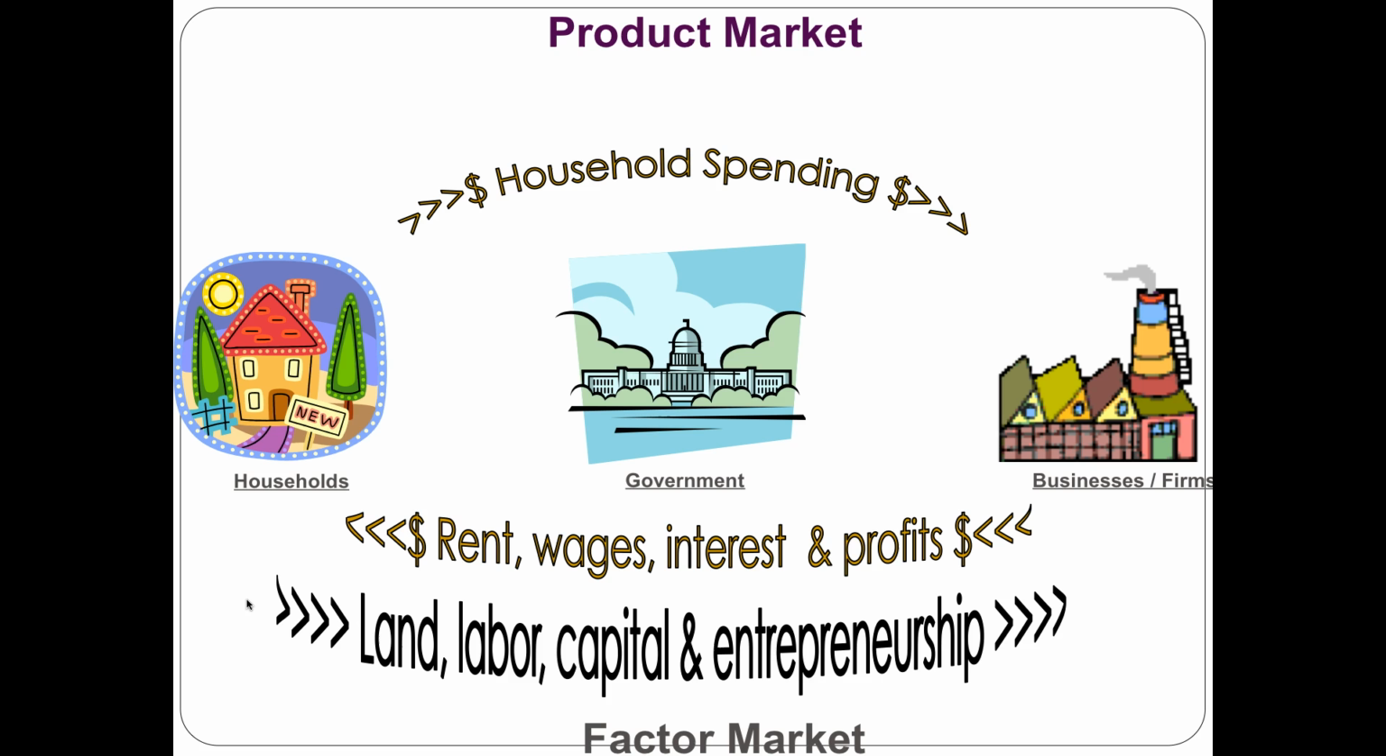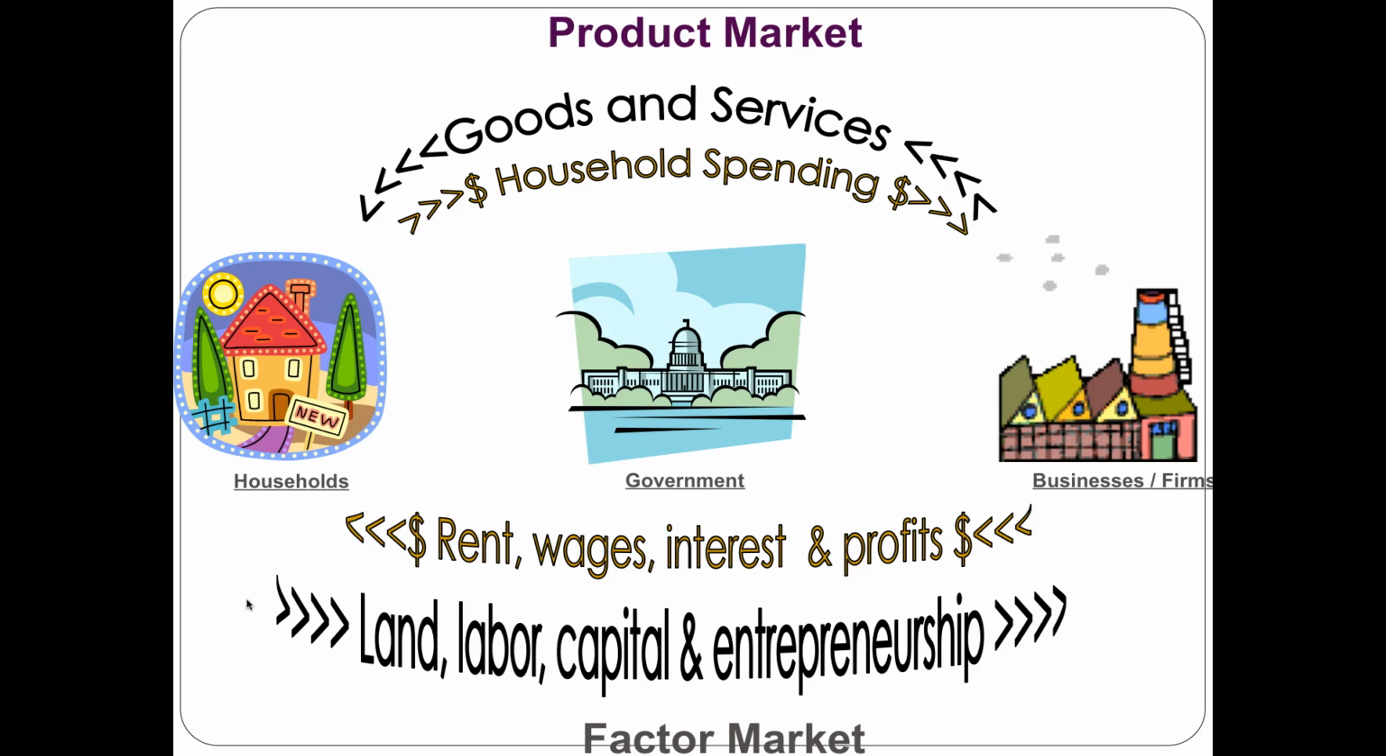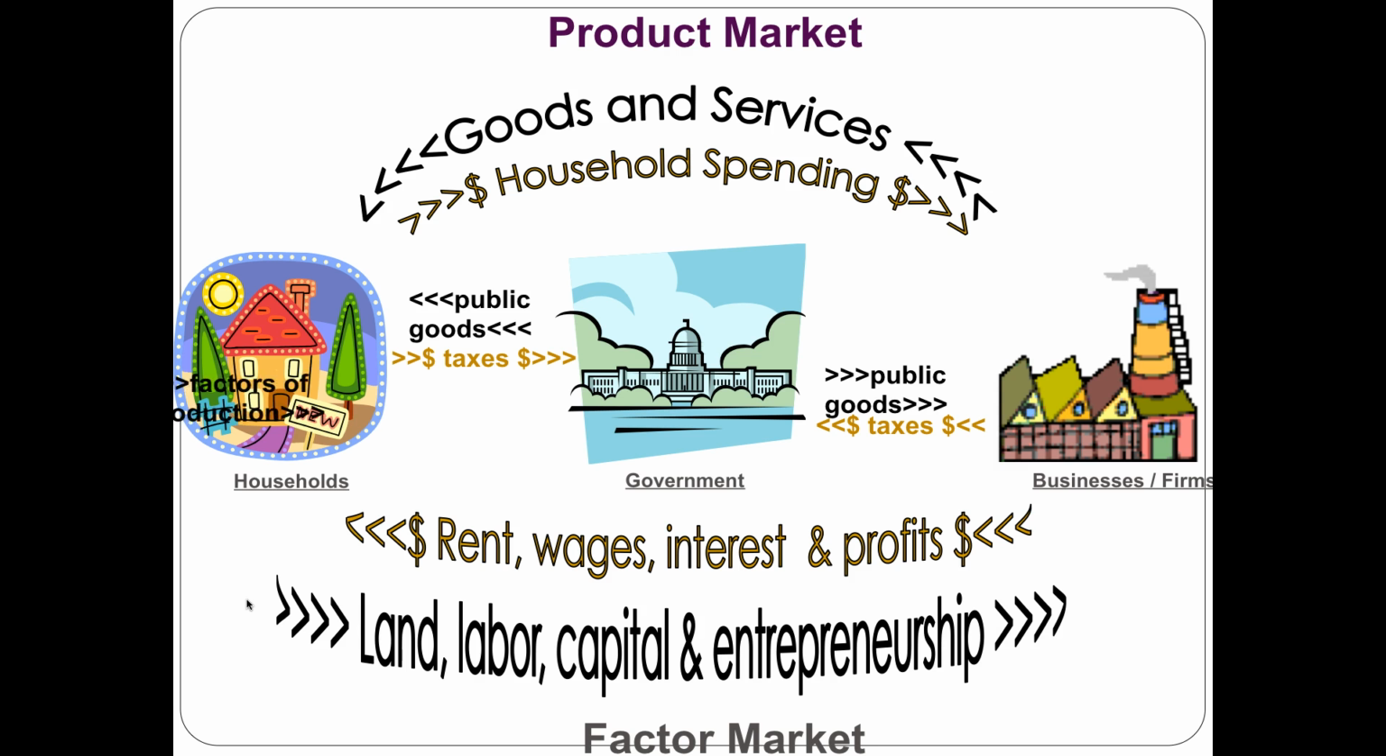Households in the product market are going to be giving household spending to businesses and firms. The businesses and firms in return are going to provide goods and services, and that would be the factor market. So household spending is the product market, goods and services is the factor market. Households are going to provide taxes in the product market. In the factor market, the government's going to provide public goods to households. Businesses and firms pay taxes to government in the product market. Public goods are provided by the government in the factor market.